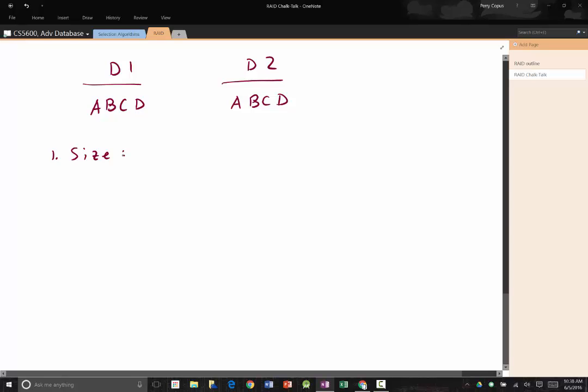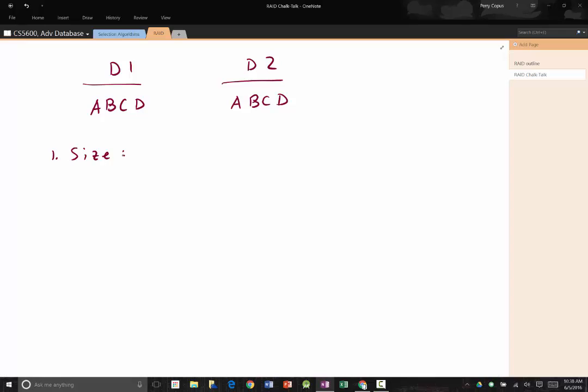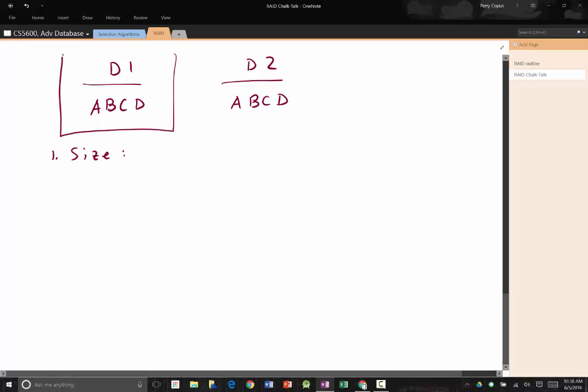Compared to having a single disk, is the size less than, equal to, or greater than having a single disk? And the answer, of course, is it's the same, because you could just look at one of these disks and you see the whole data is on that disk, right? Or this one, the whole data is on that disk.